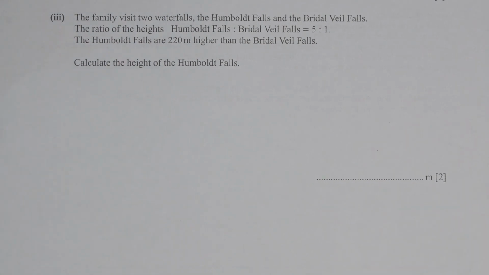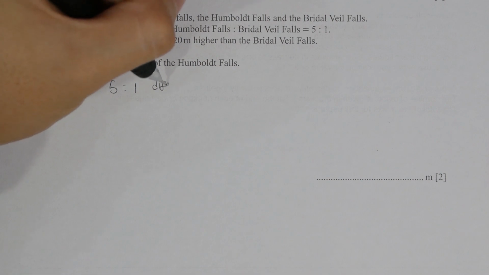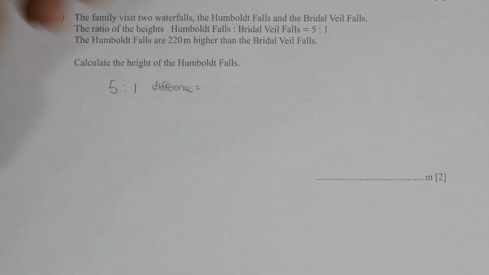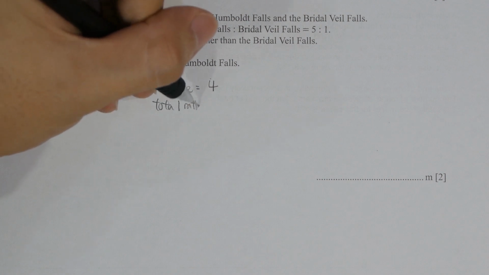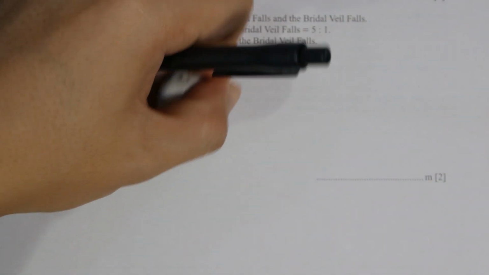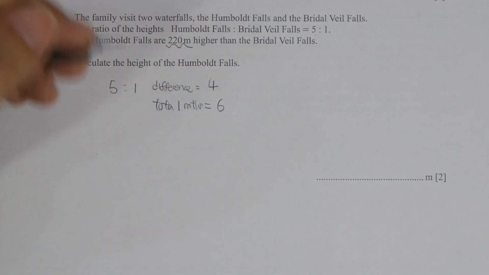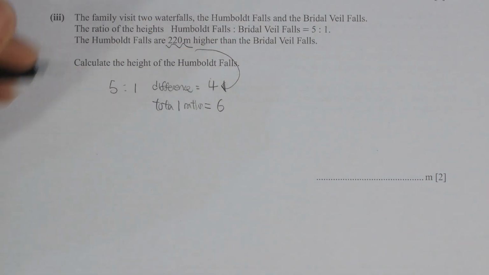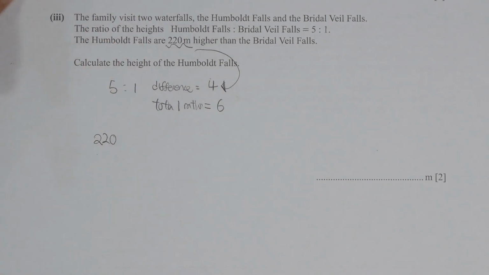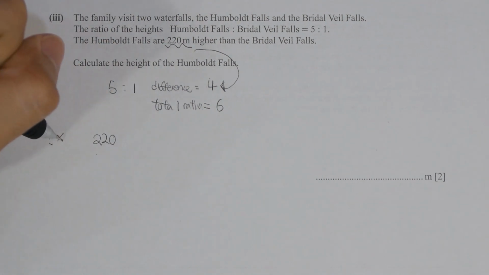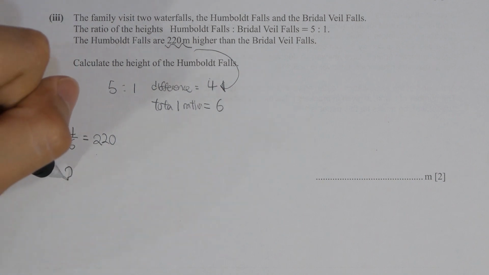But for part 3, the first thing that I did was I find the difference in the ratio, which is 4. This 4 represents 220 meters because it is the ratio of the difference. 4/6 times the total height equals 220, hence the total will be 330.